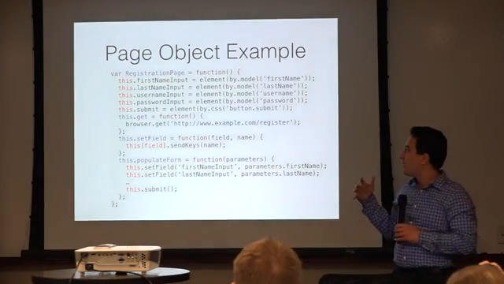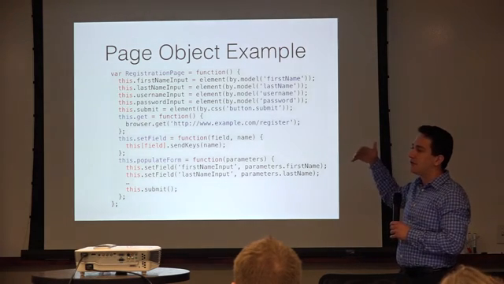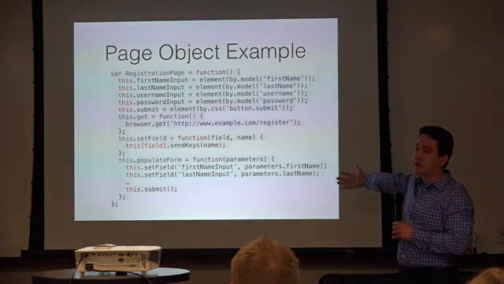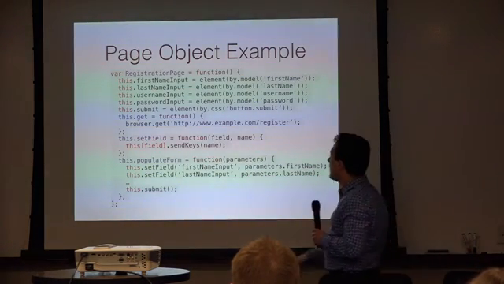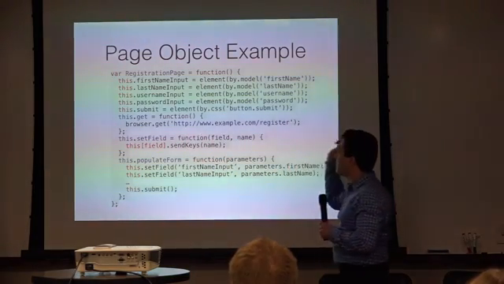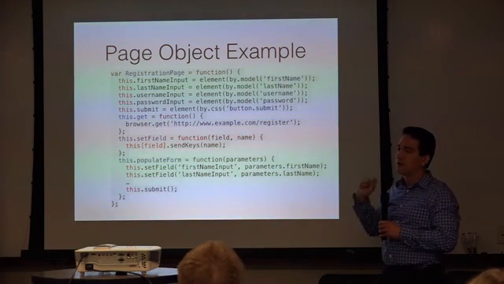This one page object deals with the registration page. It deals with all the interaction with the registration page. It deals with knowing where everything on the registration page is. In fact, it even deals with going to the registration page. You create a registration page and you say get, and it'll go to that page.